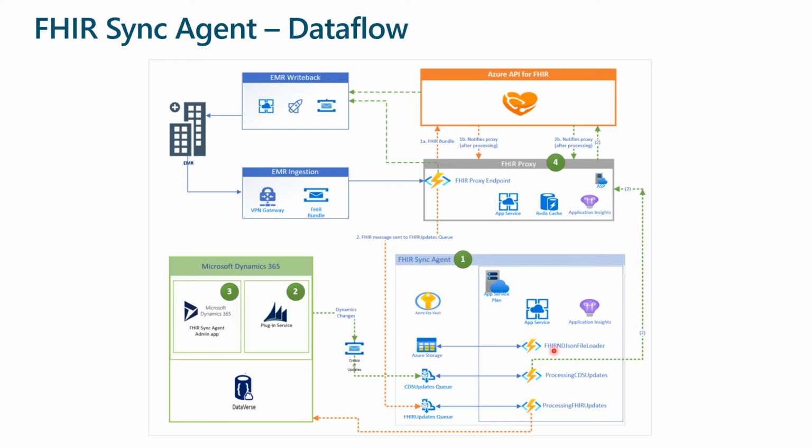In addition to that, for a one-time load of data, you can also rely on the export function available in Azure API for FHIR, which exports all the FHIR resources into a bundle, and you can load it into the Azure storage, and this FHIR ND JSON file loader will sync it to the Dataverse. So this completes the first part of this FHIR Sync Agent Tech Talk. We have covered what FHIR Sync Agent is and went into the details about the architecture and discussed each of the components along with the data flow.